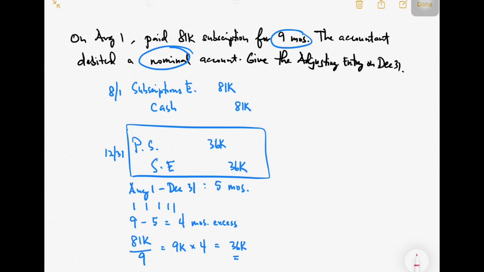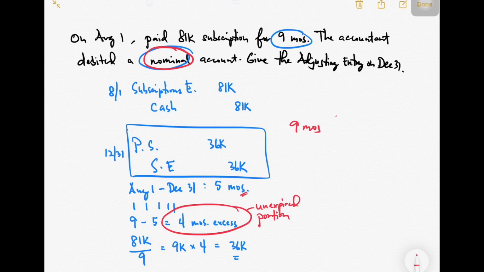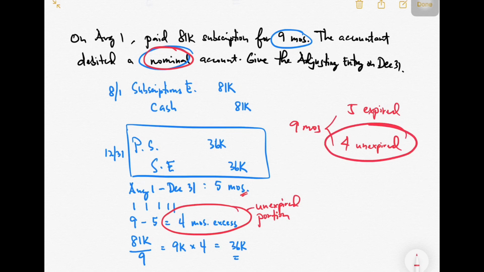And again, if you can still recall my discussion earlier, if you are doing the adjusting entry for expense method, you know that it is an expense method because of this nominal account right here. You are concerned with the unexpired portion, not the expired portion, because this is the expired portion, right? But that is for asset method. Here you are using the expense method, so you are concerned with the unexpired portion, this one. This is the unexpired portion. So given 9 months of subscription, 5 is expired, 4 is unexpired. And since you are using the expense method, you are concerned with the unexpired portion.